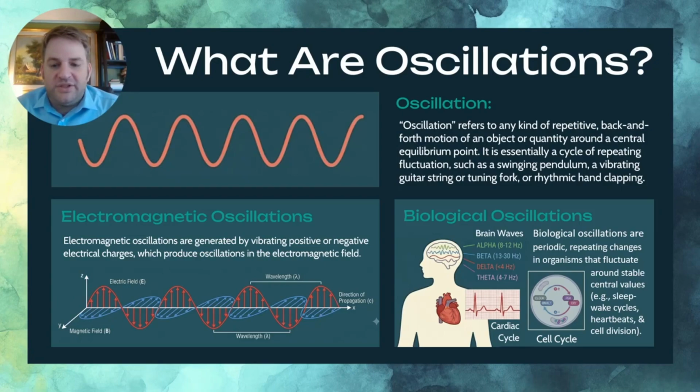And in biology, we also see oscillations. Biological oscillations are periodic, repeating changes in organisms that fluctuate around stable central values, such as sleep-wake cycles, heartbeats, or even the cell cycle, the cycle of cell division. So you can see we have some brain waves here. We have the lub-dub of a heartbeat in the cardiac cycle. And these kinds of cyclic phenomena in living organisms go right down to the cellular and even subcellular scale.